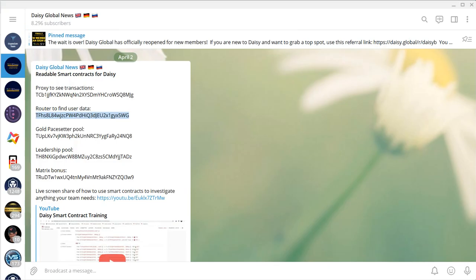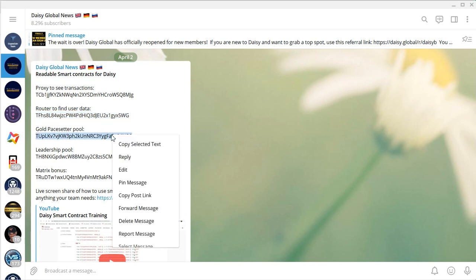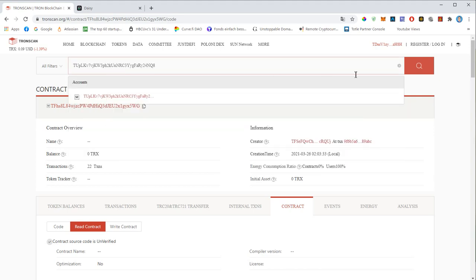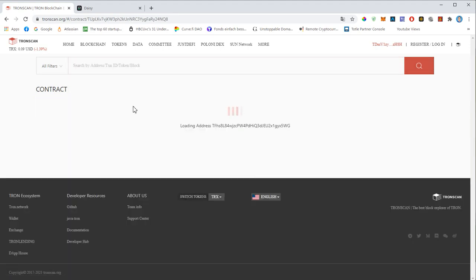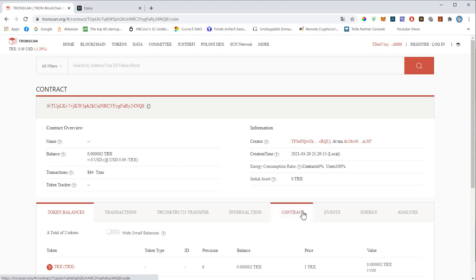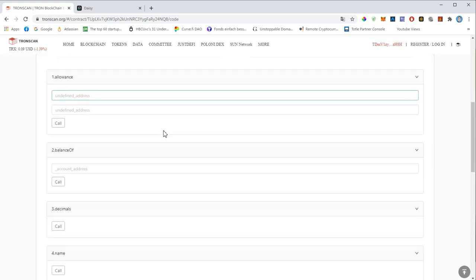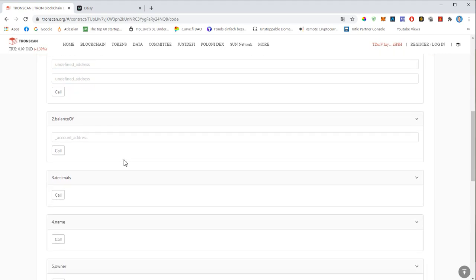Let's have a look at the third, at the gold paysetter pool. Okay, let's search for it, and then we go to contract again. Then we go to read contract. All right. So balance of, that will show you how many gold paysetters you have. Let me pick one random address. Let me get this one. Okay.